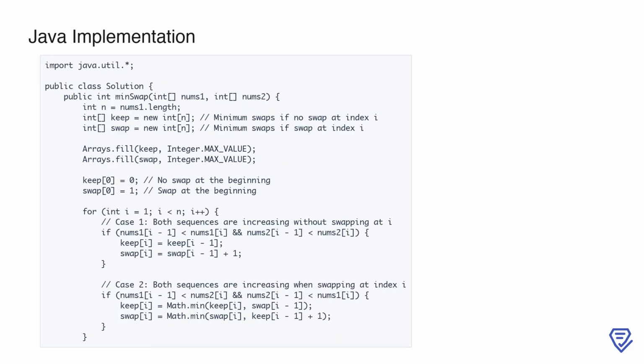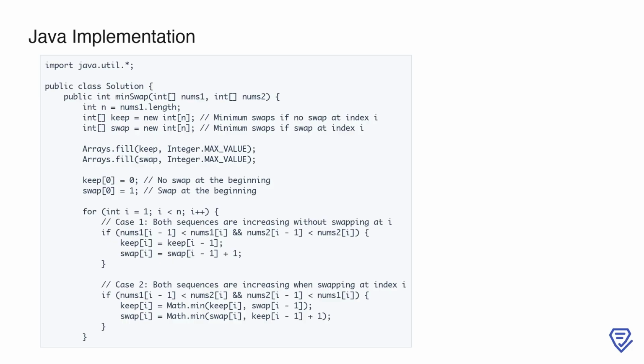Here, we start implementing the solution to find the minimum number of swaps needed to make both sequences strictly increasing. We define two arrays, keep and swap, each of size n, where n is the length of the input arrays. keep[i] represents the minimum swaps required if we do not swap the elements at index i, while swap[i] represents the minimum swaps required if we do swap the elements at index i. Initially, both arrays are filled with a maximum value to signify that no computations have been performed yet.